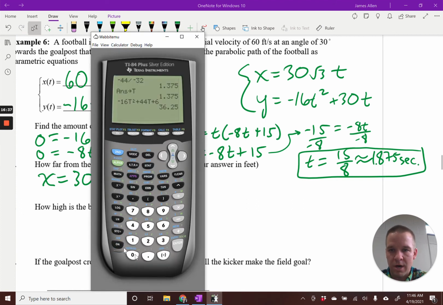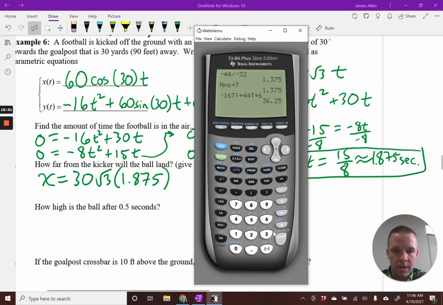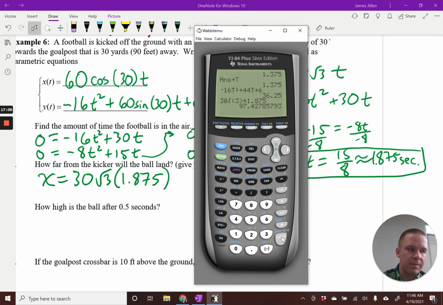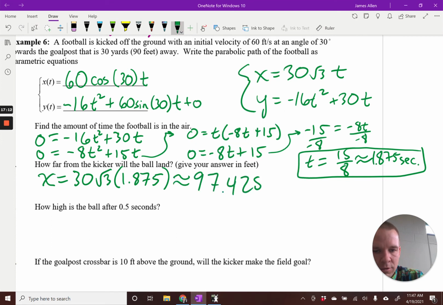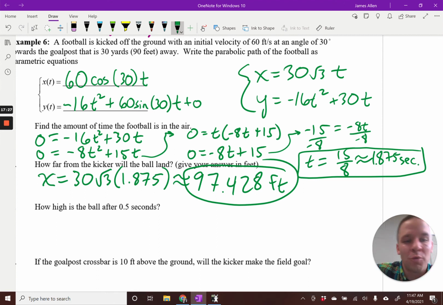So let's plug that into our calculators here. 30 root 3 times 1.875. There we go. And I end up getting 97.428 feet. Beautiful. Sorry, no, how far? Feet. It's like I didn't even know what I was doing, what land I was in. How far from the kicker will the ball land? After 1.875 seconds, it'll be 97.428 feet away.